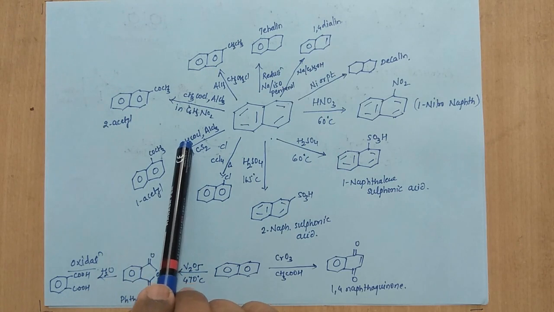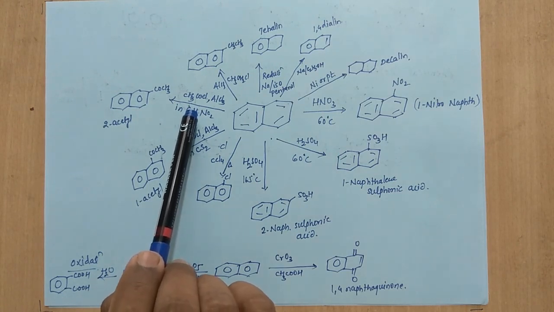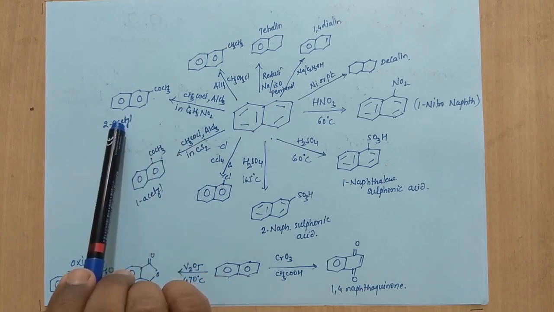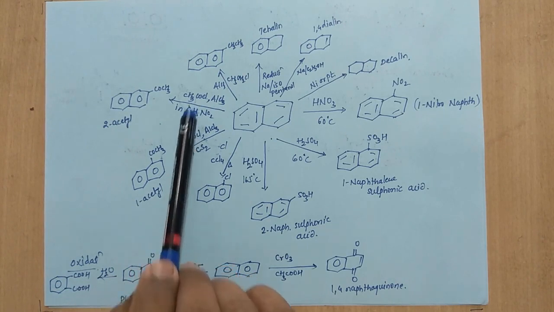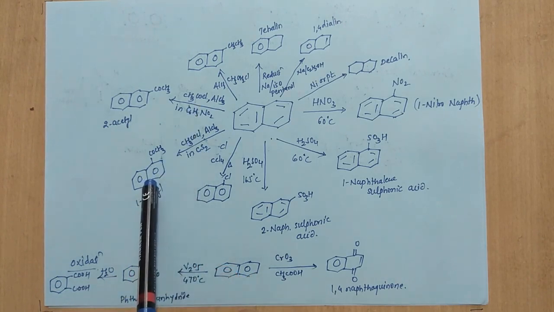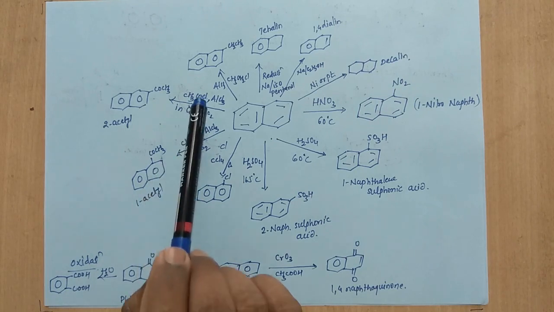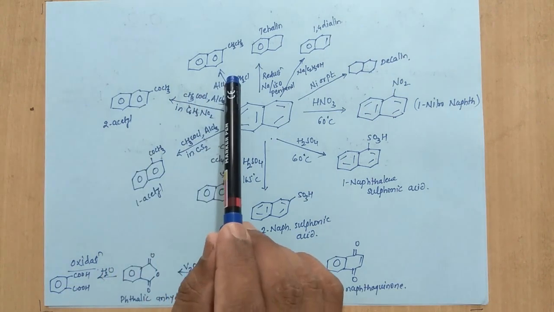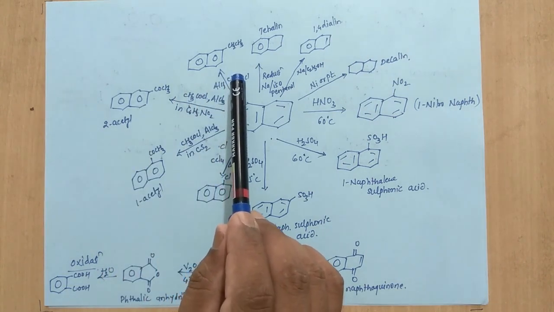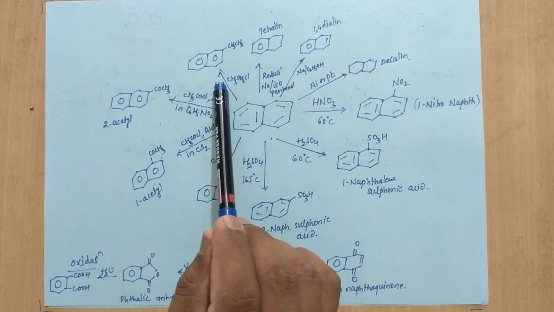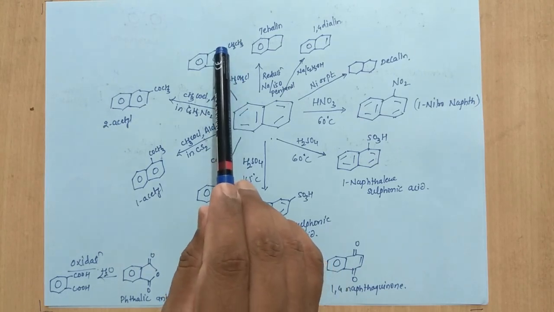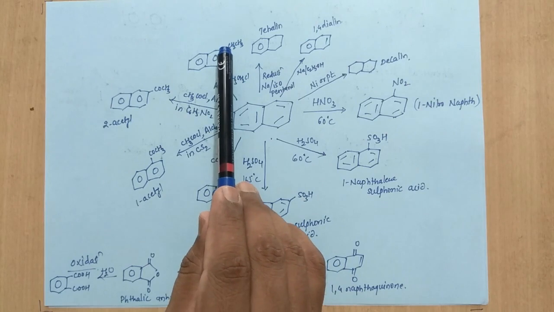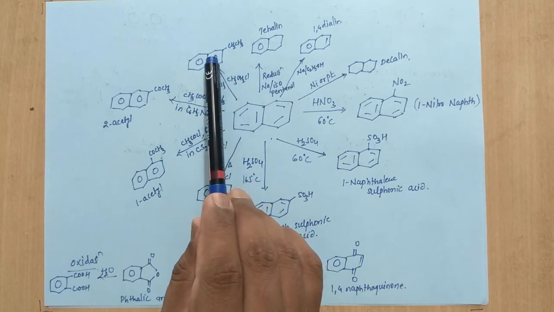Now if the same reaction is carried out in presence of nitrobenzene as a solvent, then the product is 2-acetylnaphthalene. This is the difference between these two. Carbon disulfide will give you substitution at the first position. Nitrobenzene will give you substitution at the second position. Friedel-Crafts alkylation, where alkyl halide in presence of AlCl3 reacts at the second position. So here ethyl chloride reacts with naphthalene, it gives 2-ethylnaphthalene.